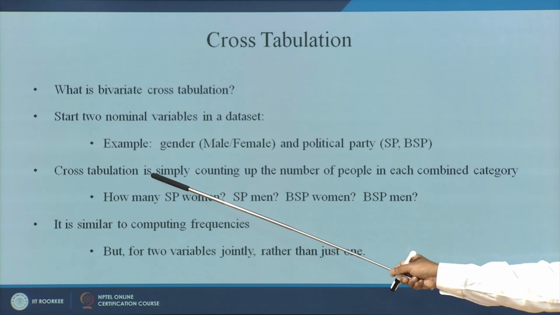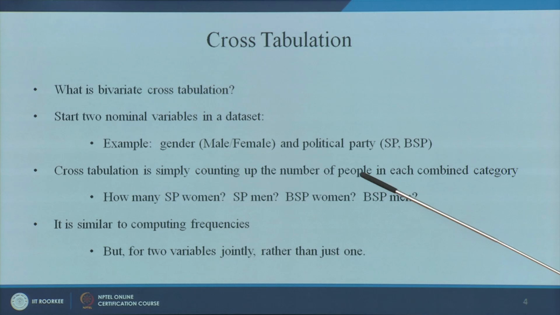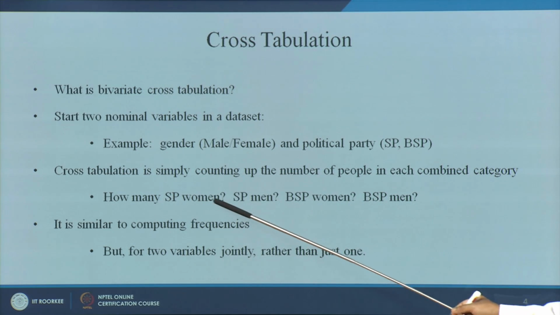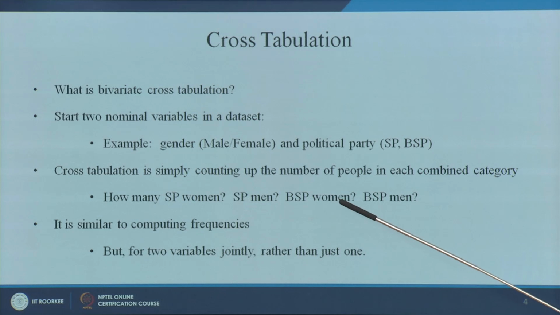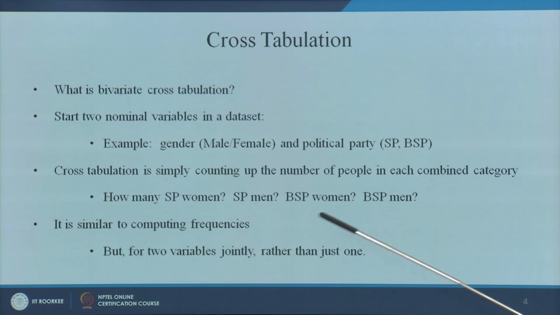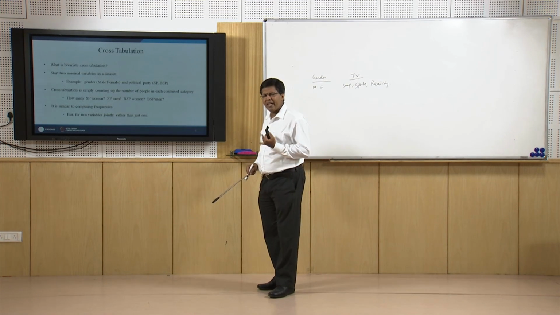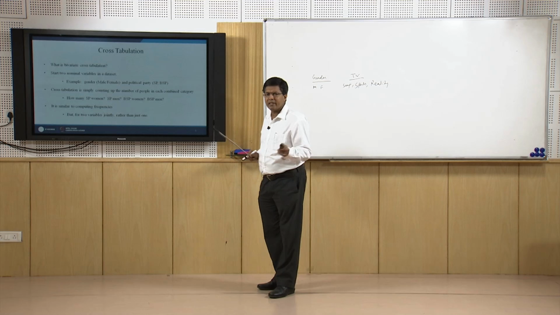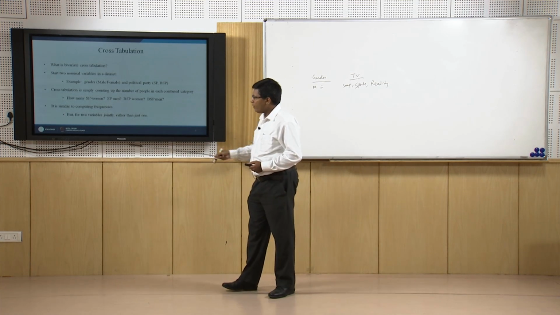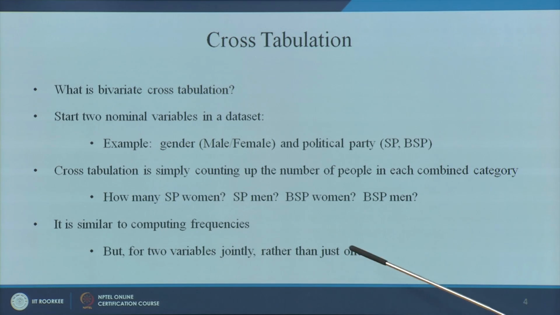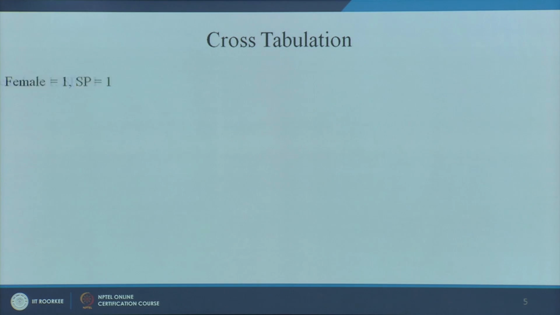So, cross tabulation is simply counting up the number of people in each combined category. How many SP women, how many SP men, BSP women, BSP men, right. It is similar to computing frequencies. Earlier, when doing a frequency, generally about 90% of students only create a pie chart or a histogram to show the frequency, and that is all. But here it is for two variables jointly rather than just one. So, let us see this.